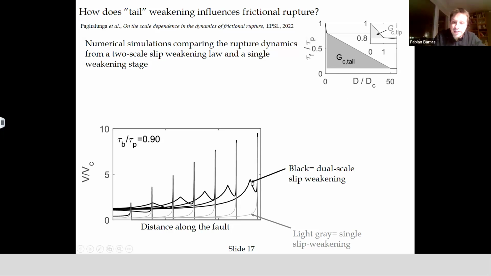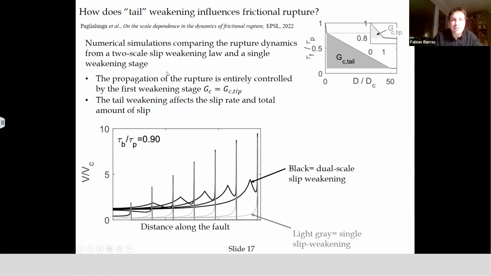But it's still important to mention that it has a significant effect in what happened behind the crack. So here you see that at some point the second weakening stage kicks off, and the two curves depart from each other. And then if you look at the total slip that will be accumulated in the wake of the black curve, it will be much larger than what can be accumulated in the wake of the gray curve. So there is an effect in terms of the amount of slip, but in terms of the rupture dynamics, only the first GC tip matters. And that confirms what we are observing in the lab and in the thermal pressurization simulation.